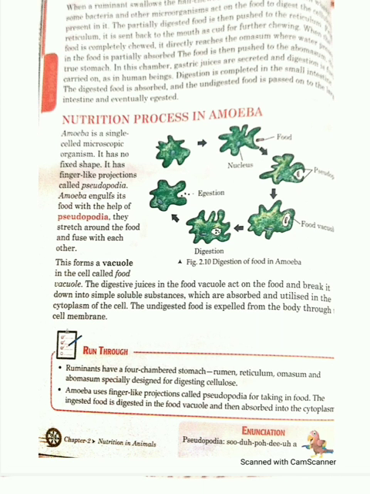stomach of the ruminant. And in this chamber, what happened? The gastric juice secreted by the stomach helps them to digest the food. So the digestion is completed in the small intestine, and the digested food is absorbed, and the undigested food is passed to the large intestine and eventually egested. Egested means thrown out from the body.